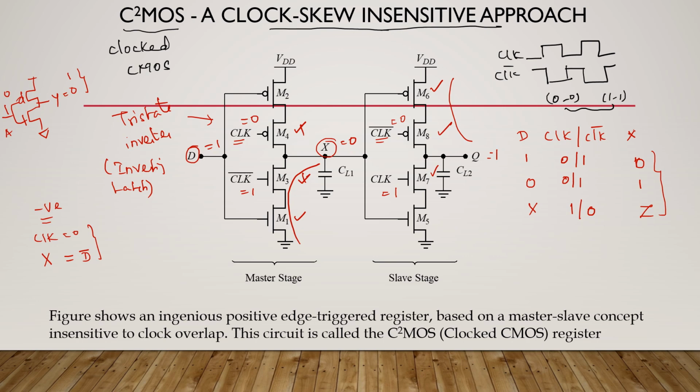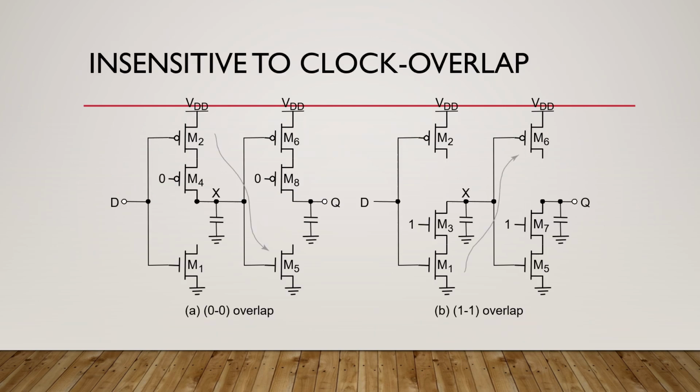So if the first one acts as master, the second one acts as slave. If the first one acts as slave, the second one acts as master. So this is the concept of C square mask using the master slave concept. So it is insensitive to clock speed. How are we going to see that? See here, next we are going to see the 0 0 overlap, then the 1 1 overlap.